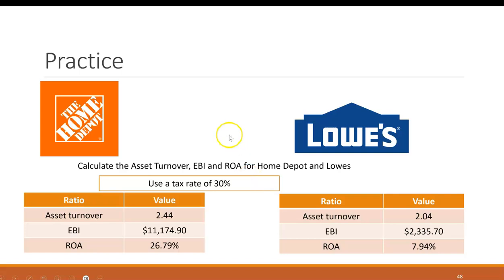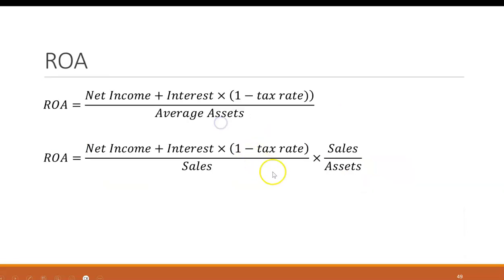Right? And the question is, if you look at these two, you say, wow, Home Depot is really doing a much better job than Lowe's in generating income to return to its investors. You might say, well, why is that? One way we look at that is that we can write this return on assets a different way. So here's the general formula: net income plus after-tax interest divided by average assets.